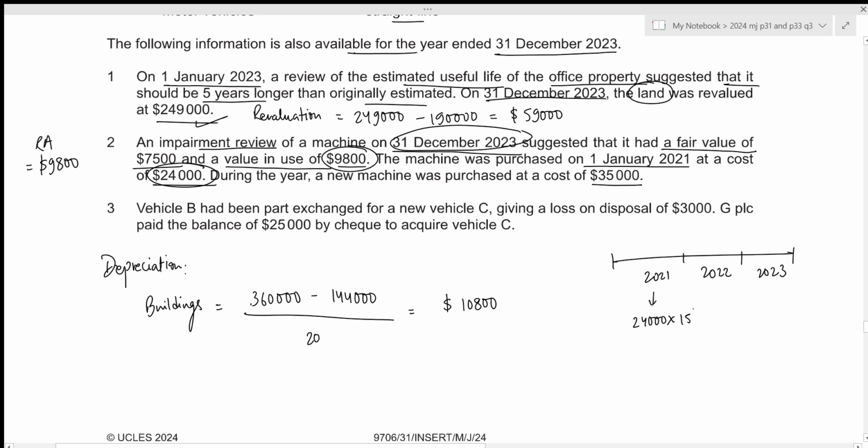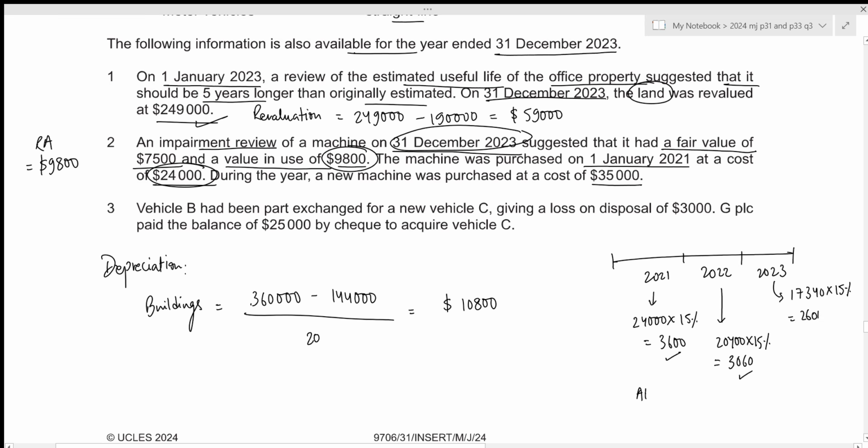Now 24,000 times 15% will result in the value of 3,600. For the second year, that will be 24,000 minus the accumulated depreciation of 3,600, which gives us the net book value of 20,400 times 15%. This results in the value of 3,060. And for the year 2023, that will be 24,000 minus 3,600 minus 3,060. This gives us the net book value of 17,340 multiplied by the rate of 15%. And this gives the depreciation charge for the year 2023 to be 2,601.